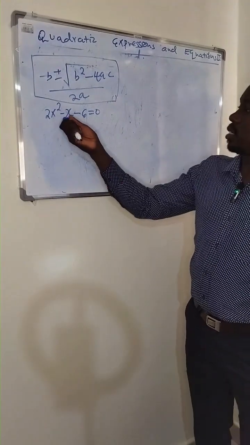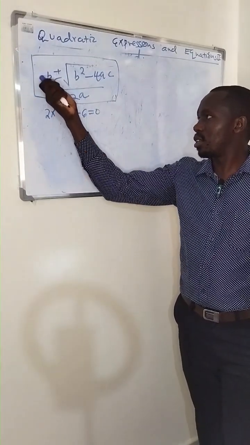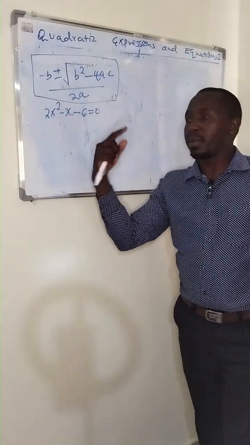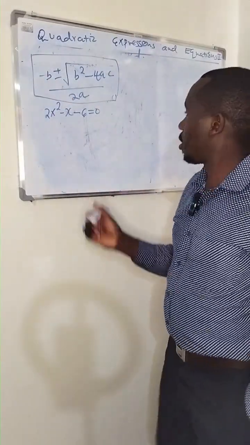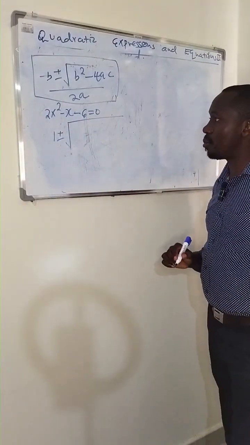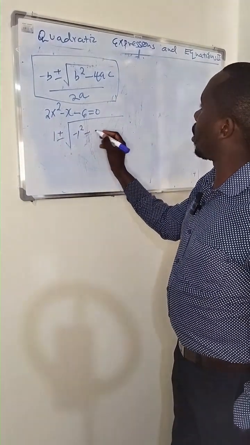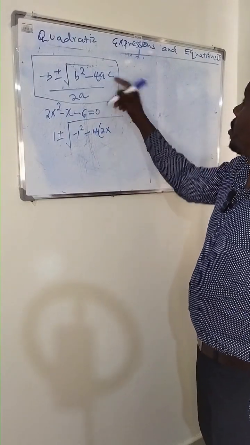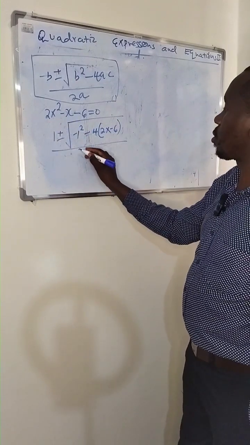So b is negative 1, so minus b is minus 1. Sorry, minus b is positive 1. This is always a common trick in the exam, whereby most of the students will just take directly the value of b to be minus 1. But in this case, you notice that it's minus, so that will be positive 1. So we have 1 plus or minus the square root of b squared. b again is minus 1, so minus 1 squared, minus 4a, a is 2, times c, which is negative 6, divided by 2a, so it's 2 times 2.